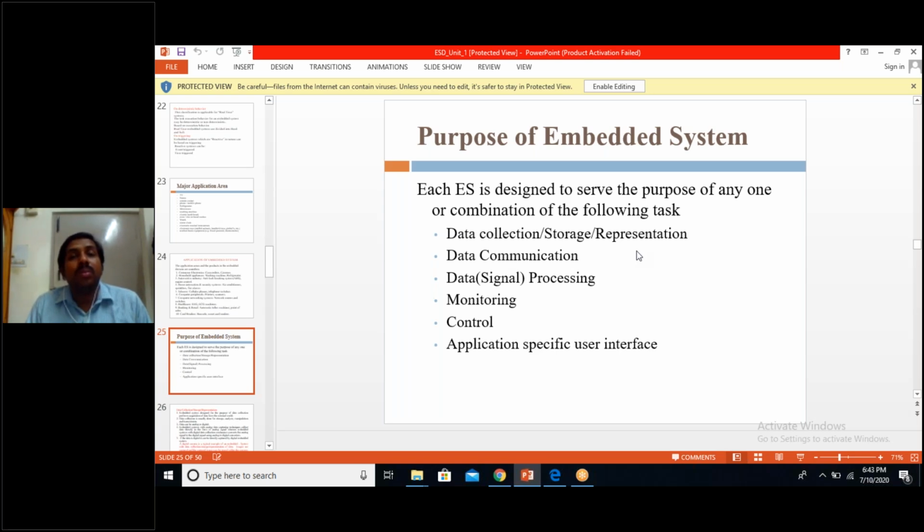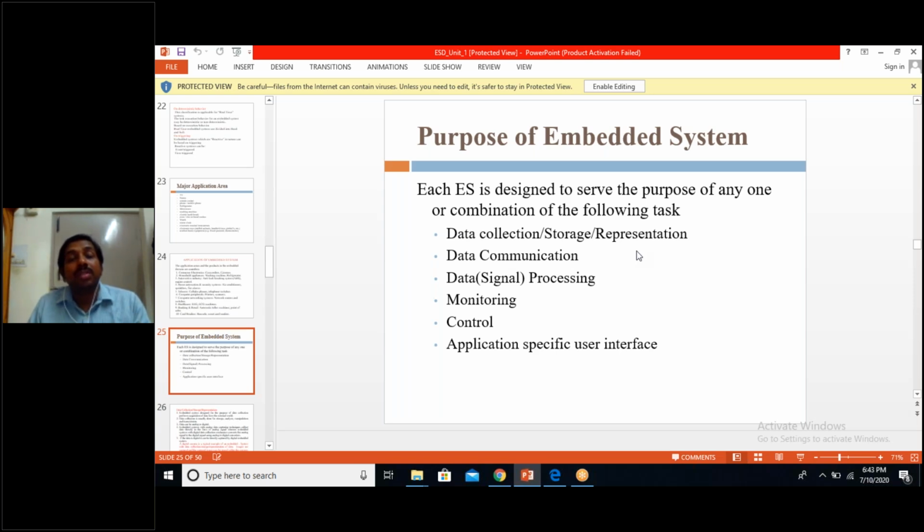So based on that, all the embedded systems are doing the same purpose: sensing, converting into the required format, doing some processing by a processor, then again converting into the required format, then it is given to the output devices. So this logic is converted into serving the purpose of embedded systems by data collection, storage, representation, data communication, data signal processing, monitoring, control, application specific user interface.